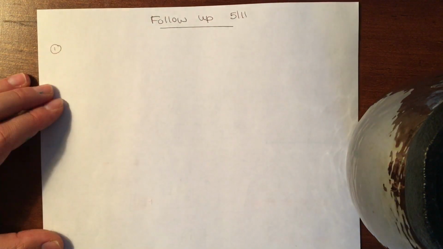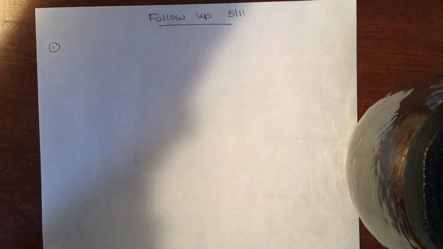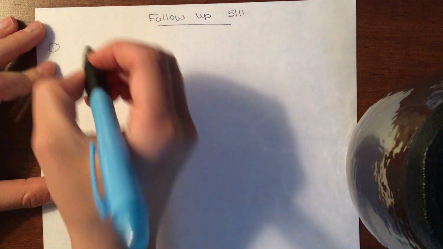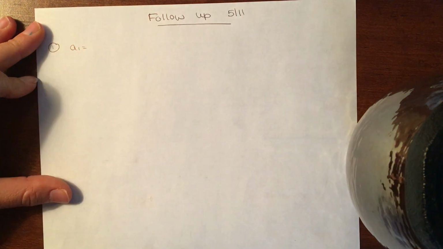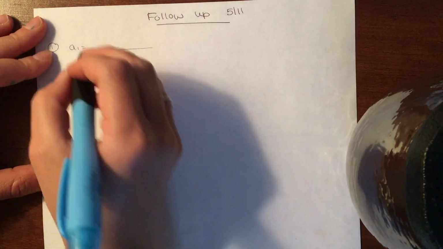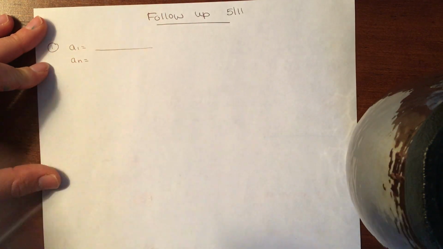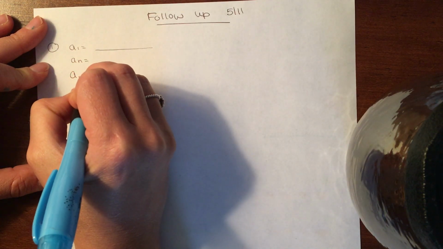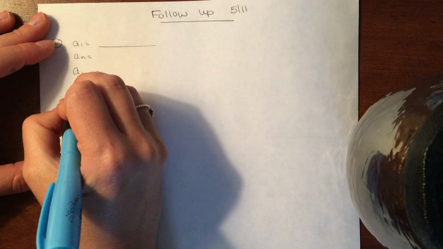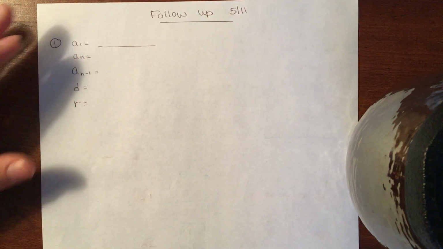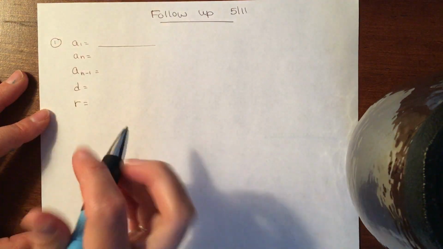Question number 1 is gonna ask you to define some of the terms, okay? Because that's what really is the most important part of understanding sequences, is knowing what each piece means. So I want you to tell me what A1 means. You're just writing that out in words, okay? I want you to tell me what A sub n means. I want you to tell me what A of n minus 1 means. What does D stand for, and what does R stand for, okay? So just define those 5 terms.